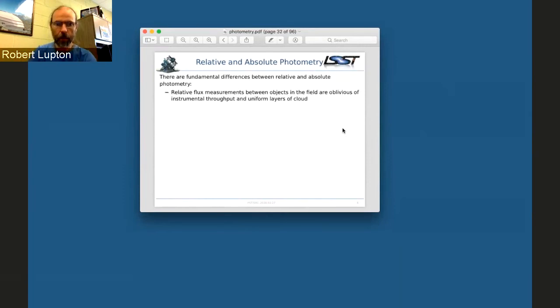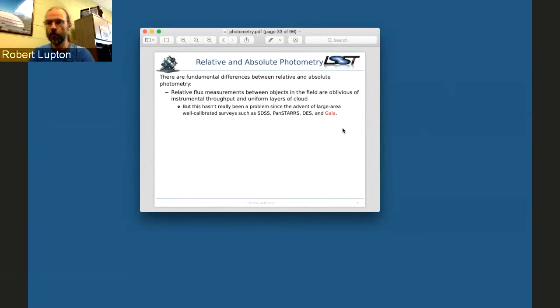Okay. So relative flux measurements don't care about the instrumental throughput, providing it's constant over the field. I will come back to that. And uniform layers of cloud, whereas, of course, the absolute photometry does. I don't think this is an issue because everybody now calibrates locally relative to Sloan. Well, you shouldn't use Sloan anymore. You should use Pan-STARRS, which has been calibrated and improved on Sloan. In the south, DARES, SMASH, I guess, and in particular, Gaia.